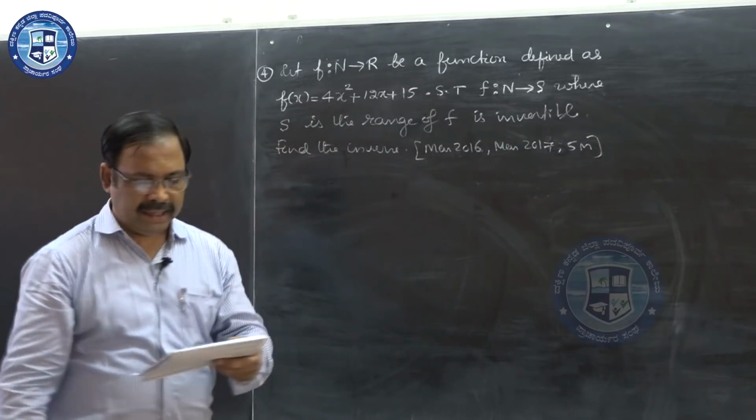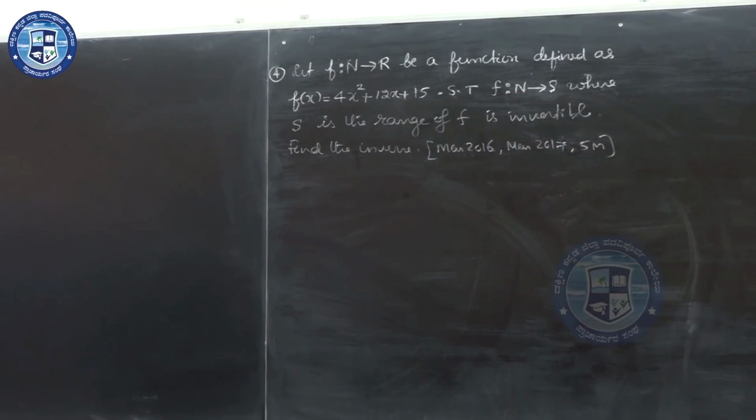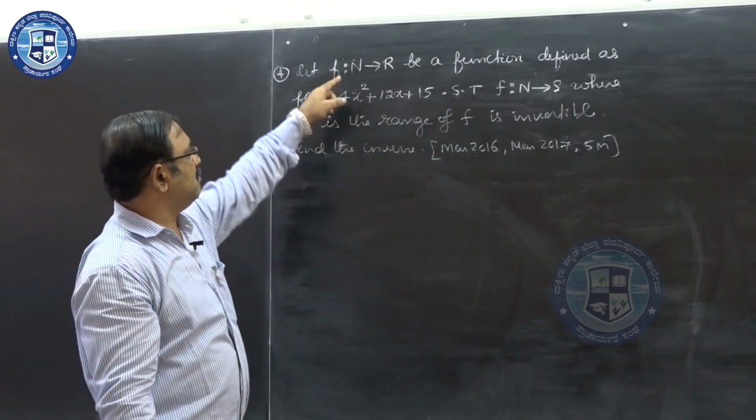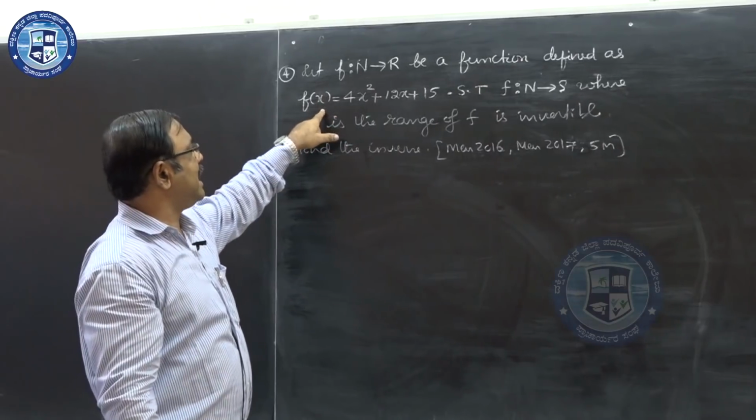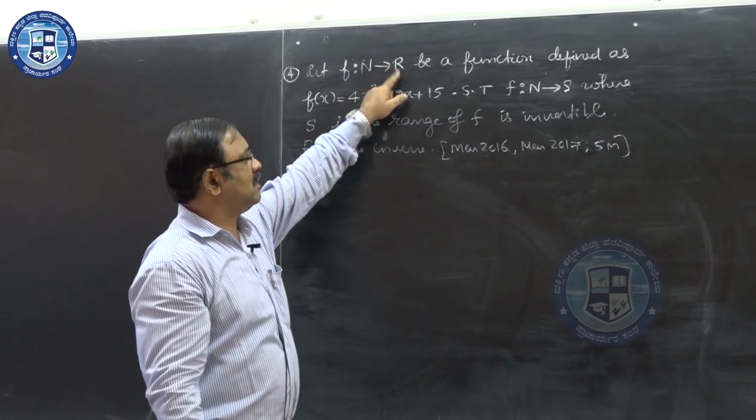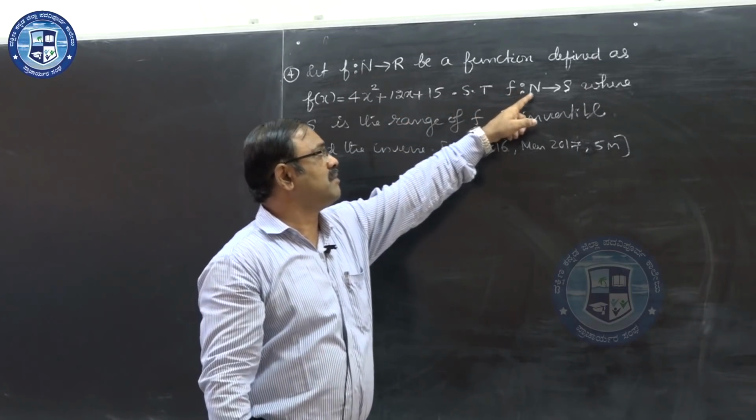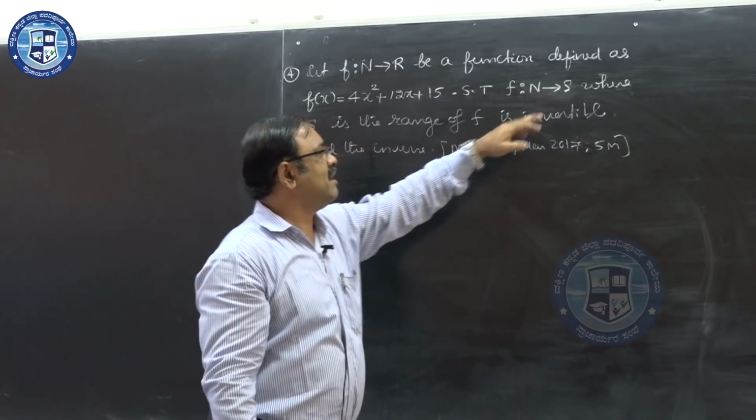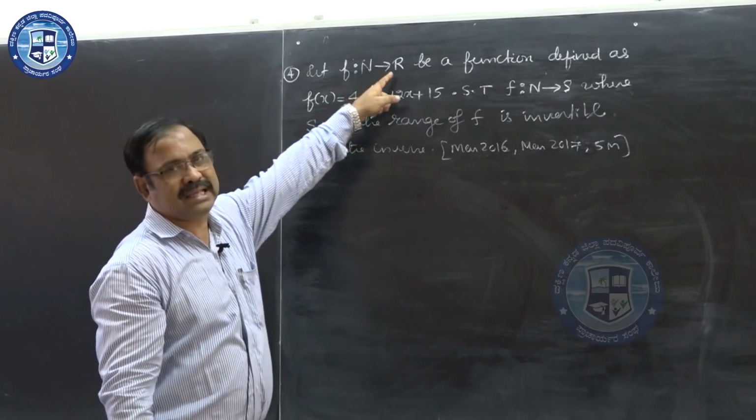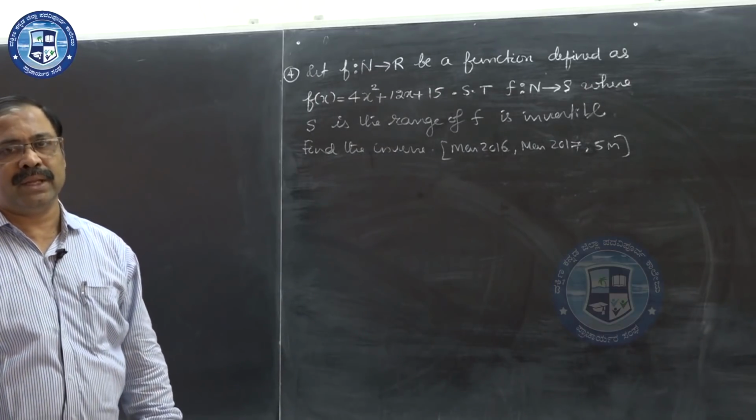Look at this. It was asked in the two earlier question papers. The problem is f of x is equal to 4x square plus 12x plus 15, and you have to show that it is an invertible function. F is defined from N to R, and you are proving that f is an invertible function from N to S. What is S? S is the range of f, which is actually a subset of R. Prove that it is invertible.